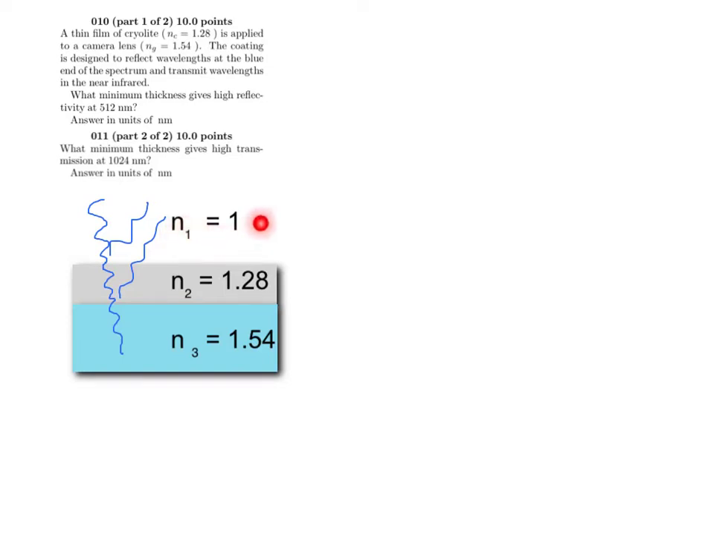So what I have is light coming from the air, hitting the cryolite, and then hitting the glass. So it's going to reflect off of the air, it's going to reflect off the cryolite. And so this is where I need some knowledge of what's going on with the reflection. If I look at the indices of refraction, I see that it starts in air with an index of refraction of 1, the cryolite has an index of refraction of 1.28, and the camera lens has an index of refraction of 1.54. I can see these are in order.